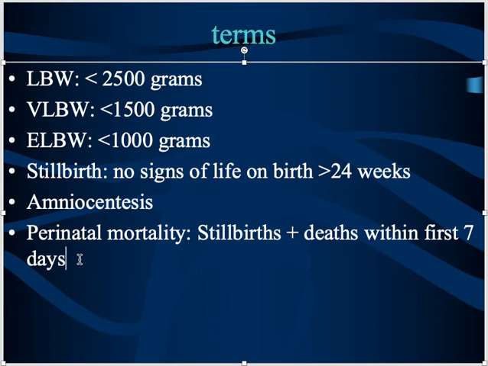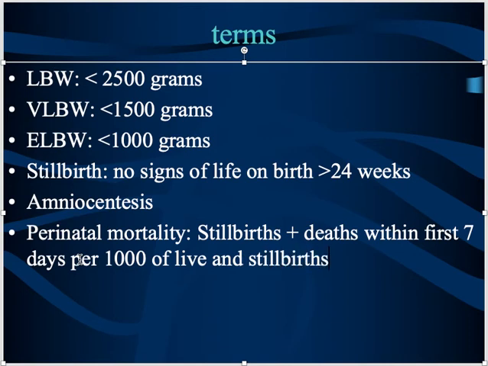Then there is neonatal mortality, which is the first 1 month. So it is stillbirths plus deaths within the 7 days, of course, per 1,000 live births as well as stillbirths. So this one is calculated. Due to recent advances in neonatology or perinatal medicine, there is a decrease of perinatal mortality. There is neonatal mortality as well.